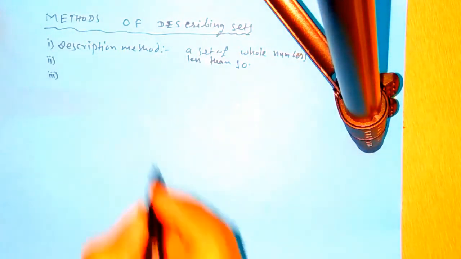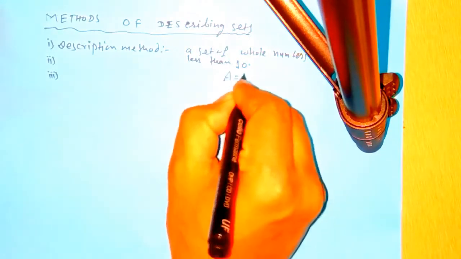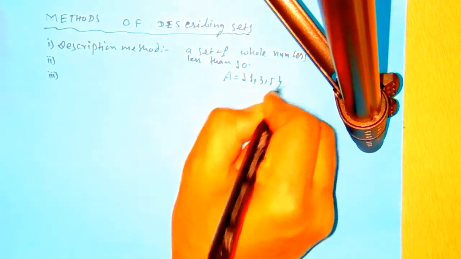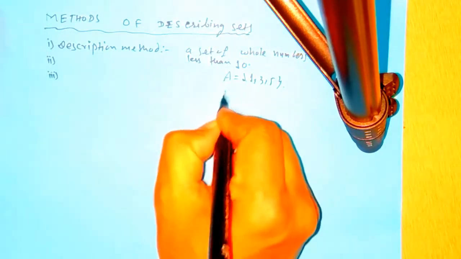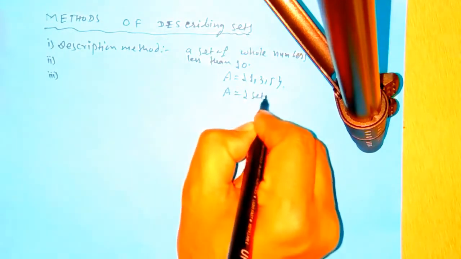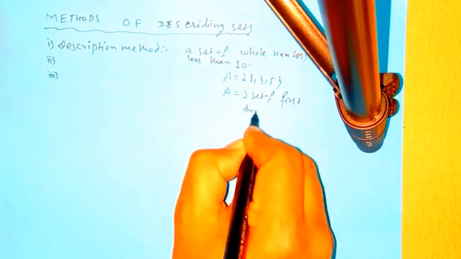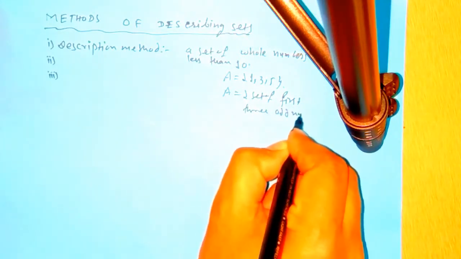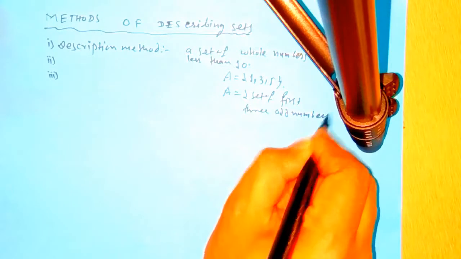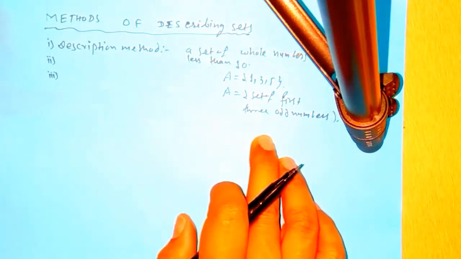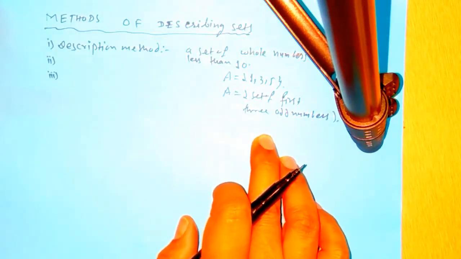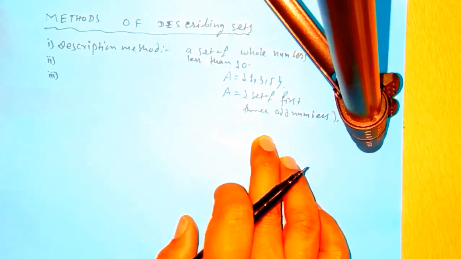For example, set A is equal to {1, 3, 5} is given. So we write for this set as a set of first 3 odd numbers, and so on. So whatever set is given, we describe their characteristics or properties and we write in verbal words. So that is called description of a set.